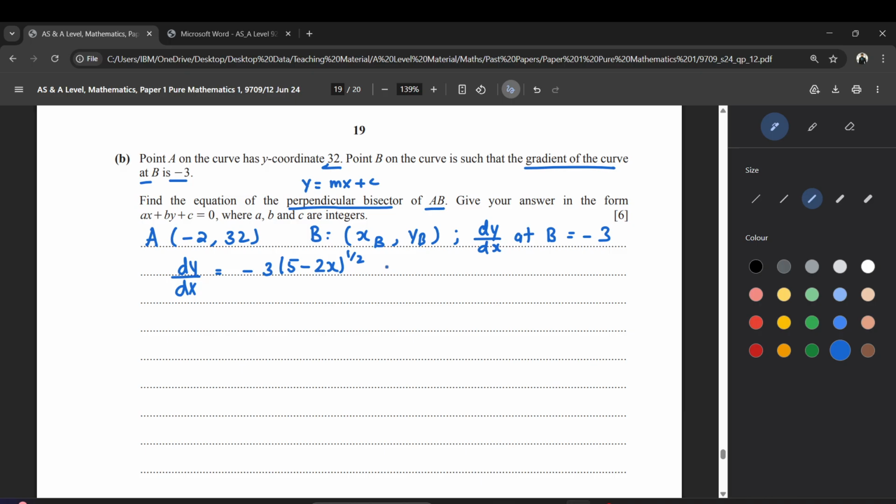Okay, this is equal to minus 3 because this value is already given to you over here. Now what we can see from here is that minus 3 and minus 3 cancel out. So we are left with (5 minus 2x) to the power of half equals 1. Square both sides. So 5 minus 2x will still be 1.